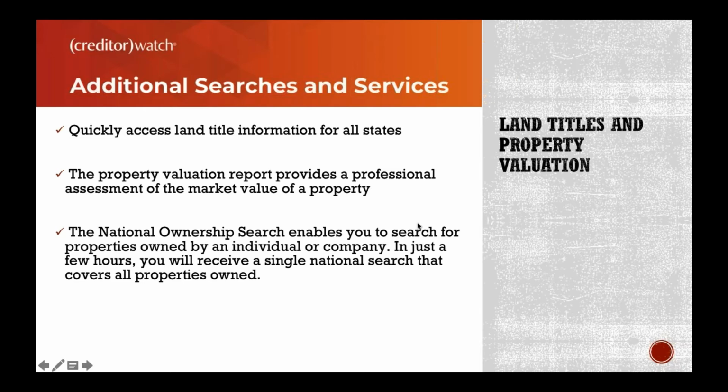The third tick we've got here is what we call the national ownership search. So essentially it allows you to search for any or all properties owned by an individual or company. It's something that's manually put together, so you don't get an instant return. As I said, it takes time for the super team over at InfoTrack to do the searches, collate them all together for you, and then send it back. But ultimately what you're receiving is a single national search that's going to show all properties owned by that particular individual or company. Really powerful stuff.